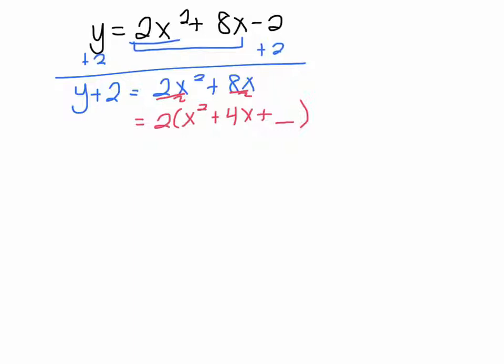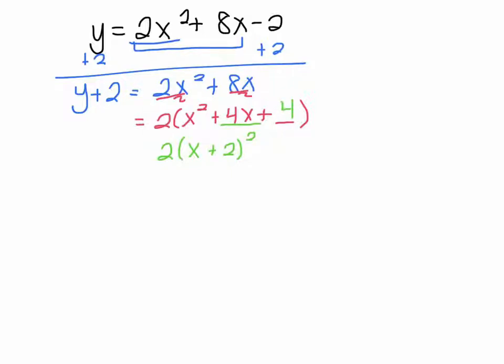When I complete the square, I'm going to bring down the number in the front. Then I'm going to take half of this number. So half of a positive 4 is a positive 2, and positive 2 squared is 4.